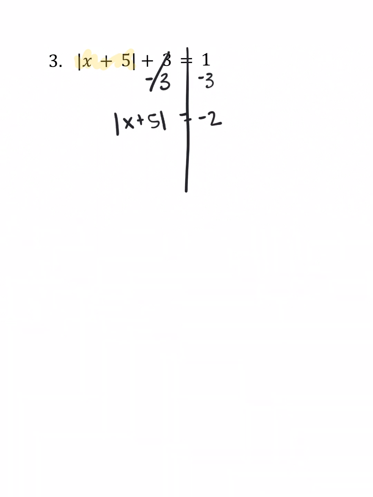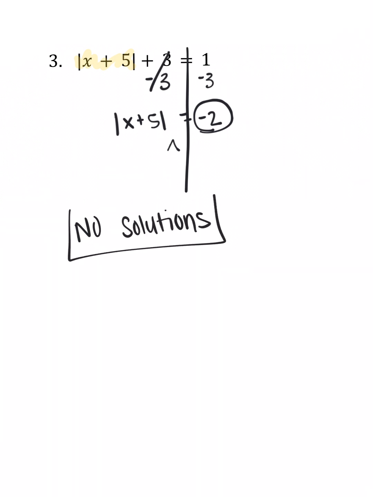Now, this is actually a special case. There is nothing that you can plug into this that when you take the absolute value of it is going to give you a negative number. Because remember, the absolute value of something is the distance away from 0. You can't have a negative distance, so you can't have an absolute value of negative. So if this ever happens where you're at the point of you would split up, but this number is already negative, then you would go ahead and you would write no solutions, and you are done.